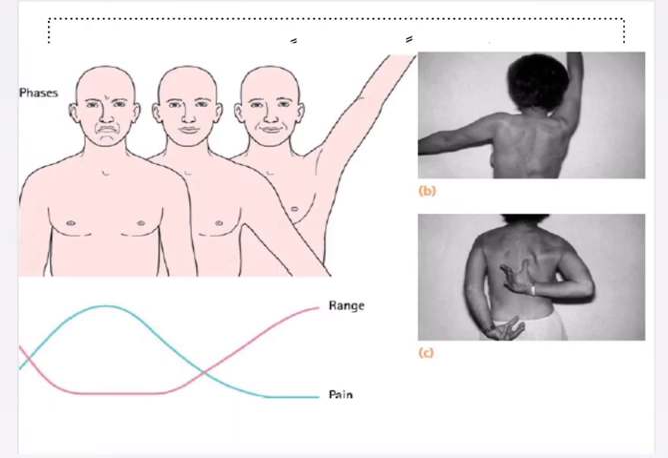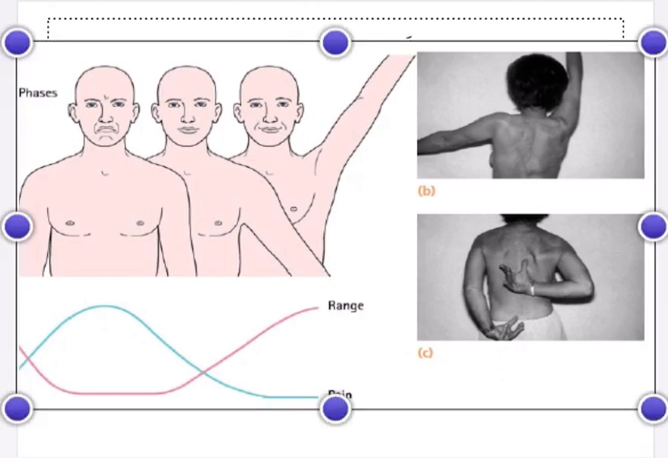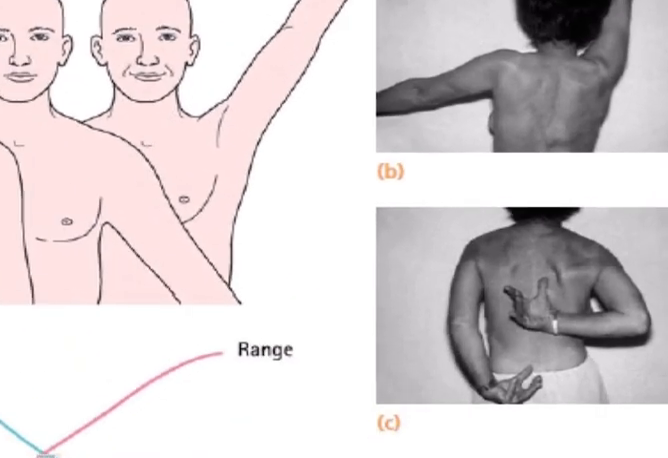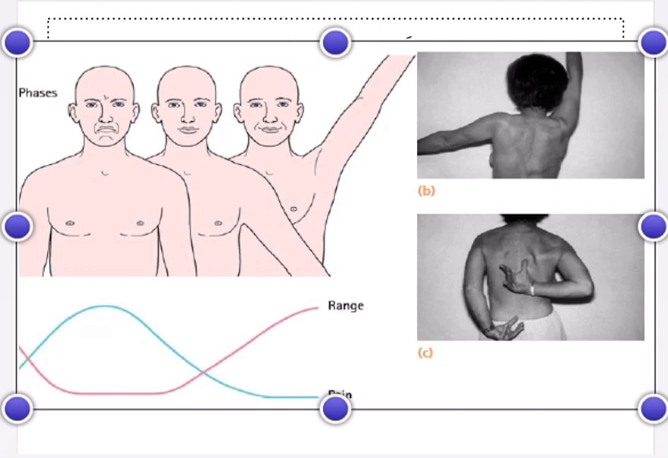In this picture, we can see the phases of pain and stiffness, and we can also see the lack of active and passive movement in all directions.